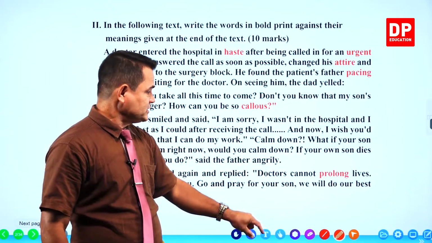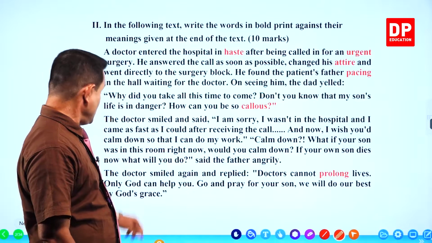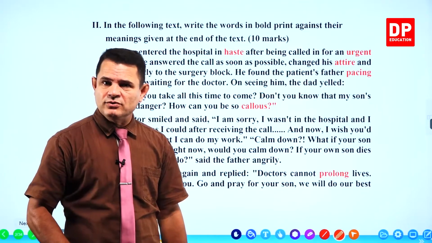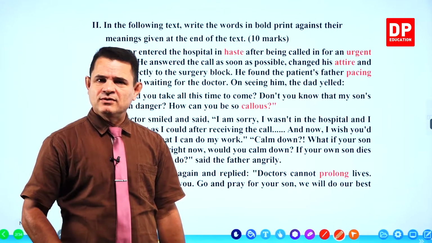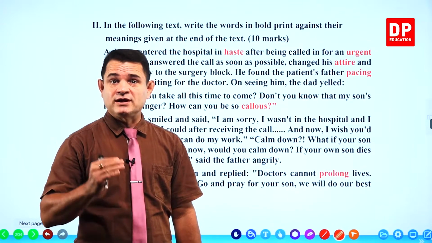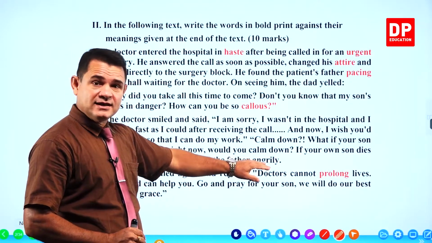Father asked from the doctor, if your own son dies now, what will you do? If your own son dies, what will you do? Now the father is angrily talking against the doctor. Said the father angrily.